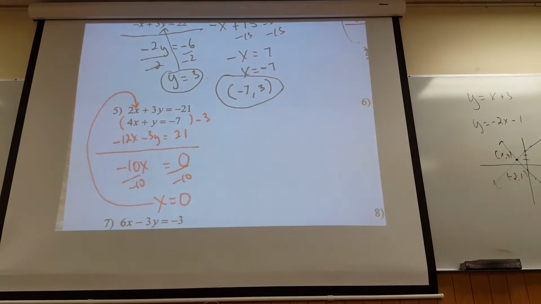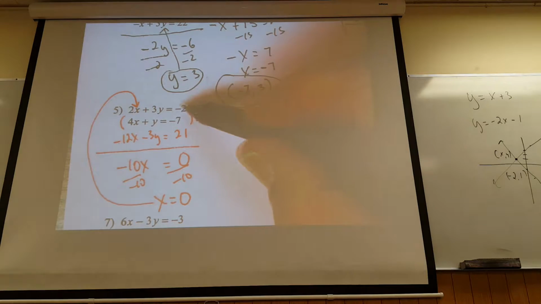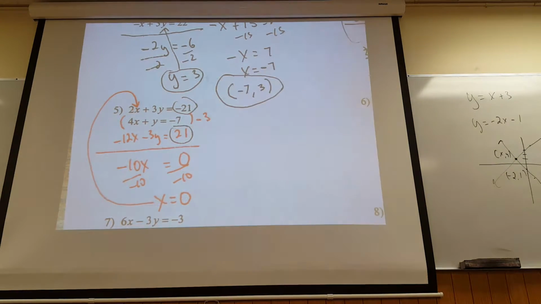I'm confused there. How did you get the equals 0? Negative 21 out of 21. Okay.